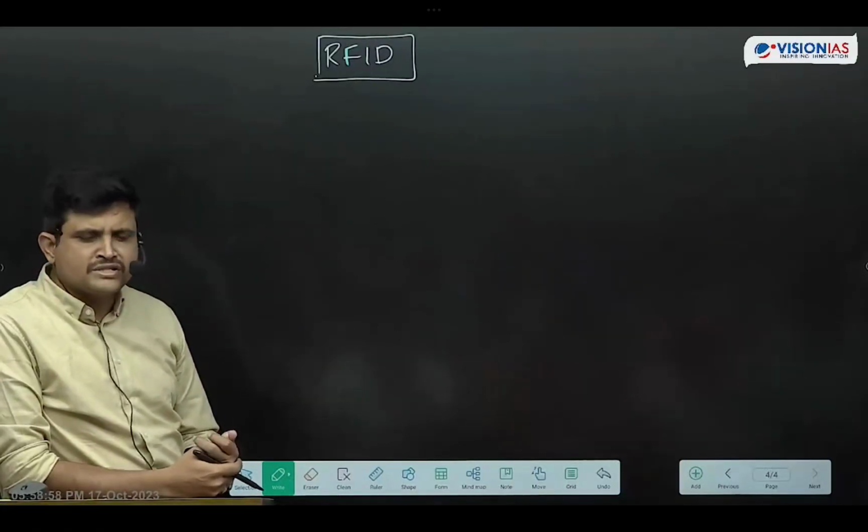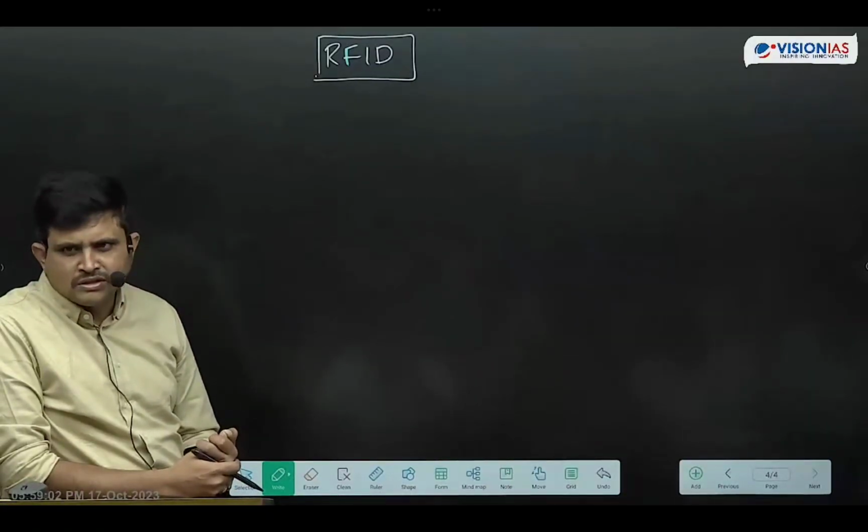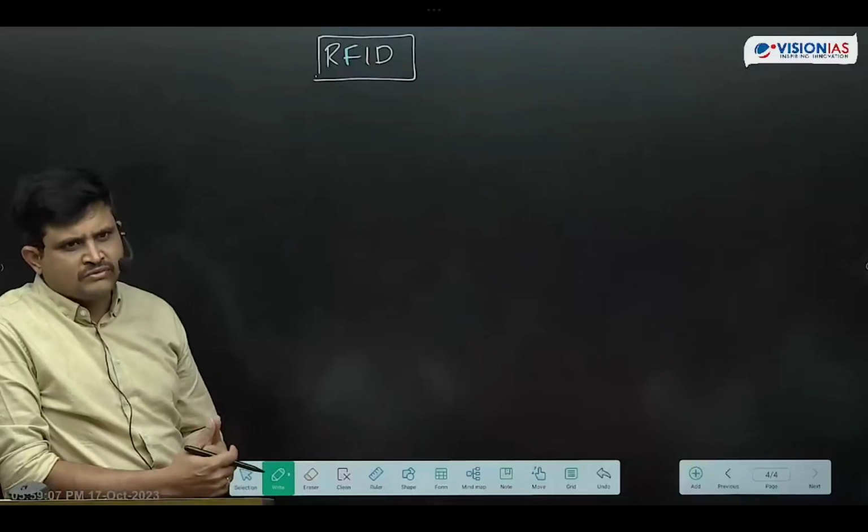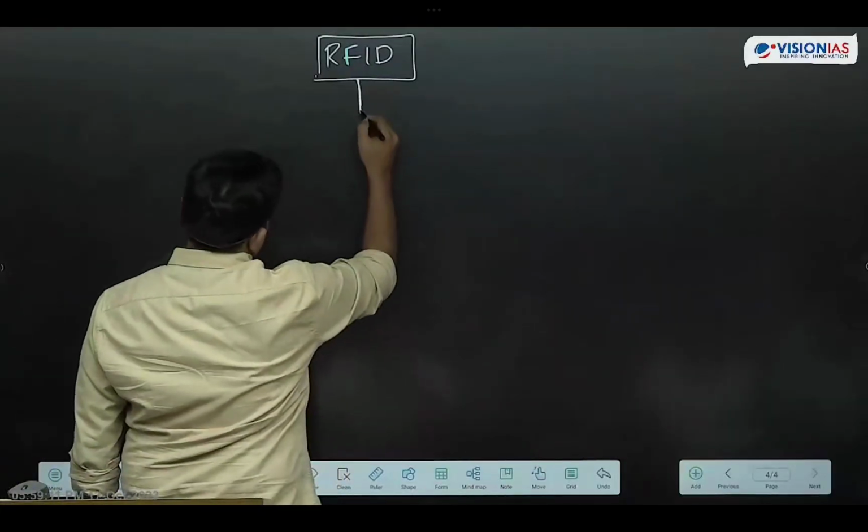Everywhere we have started using these RFID tags. I will tell you what the applications are. First I will give you the different types of tags. What are the different types of tags? RFID tags are classified based on power source.